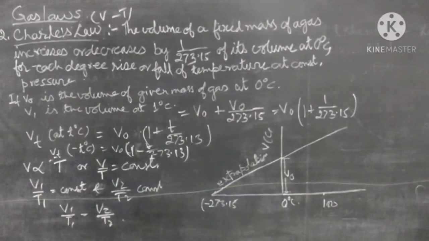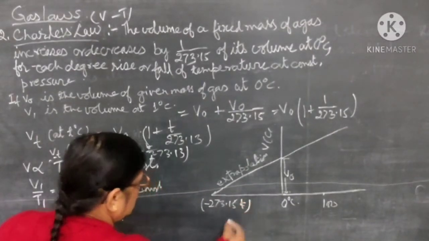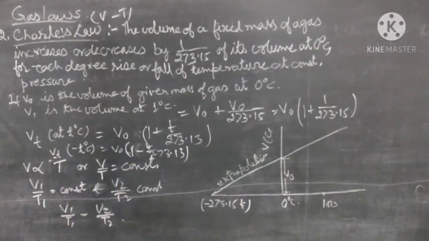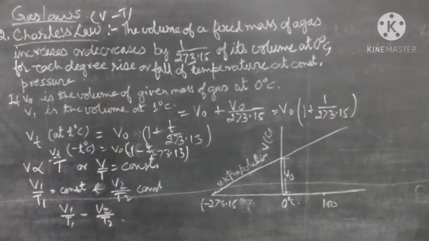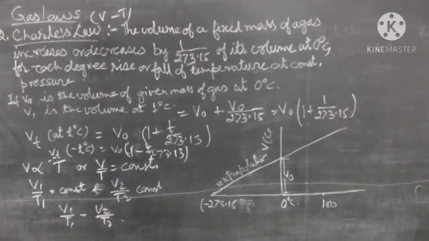273.15, and that is in the Kelvin scale. Oh, sorry, this is in degree Celsius, but when we write 273.15, that is in the Kelvin scale.